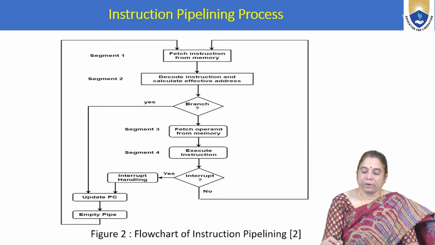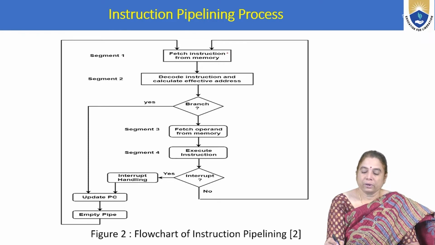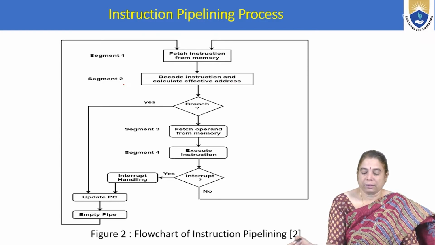Fetch instruction from the memory. This is segment 1. So here the instruction from the memory location can be fetched and stored in the instruction register. This is the second segment, decode instruction and calculate the effective address depending upon the address mode of the instruction. That is the second segment.